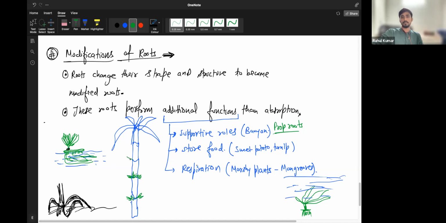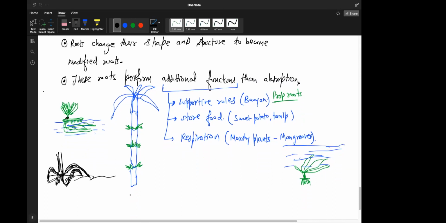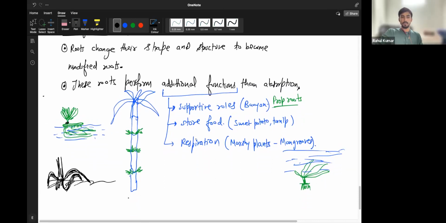Right? Sugarcane. Have you seen this? Yes. So these are called stilt roots. In a sugarcane or a maize, these roots are called stilt, S-T-I-L-T. Just remember the names, like prop roots, they are called stilt roots.